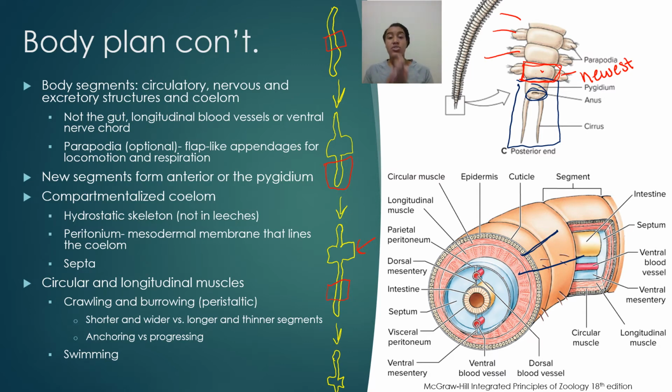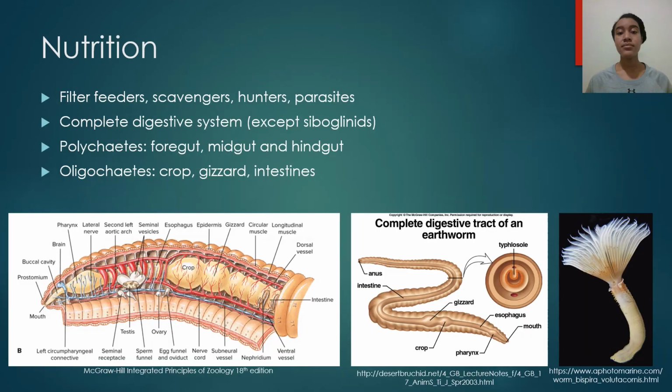to be activated, which are the longitudinal muscles, and the circular muscles must be relaxed. And then vice versa, when you want to anchor yourself in place, the circular muscles need to be activated and the longitudinal muscles need to be relaxed. This relationship between the circular and longitudinal muscles also plays a role in swimming for aquatic versions of the annelids.